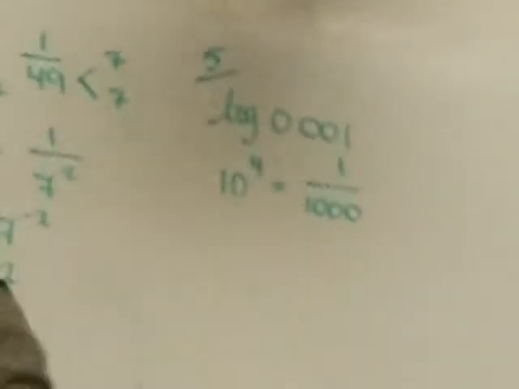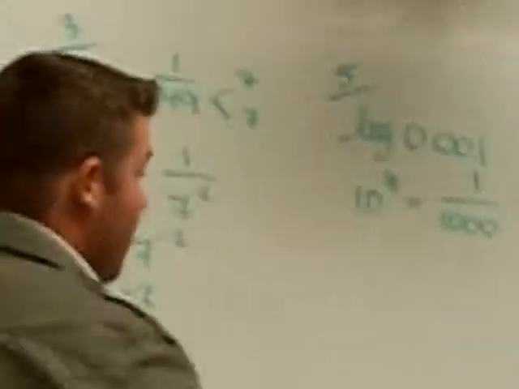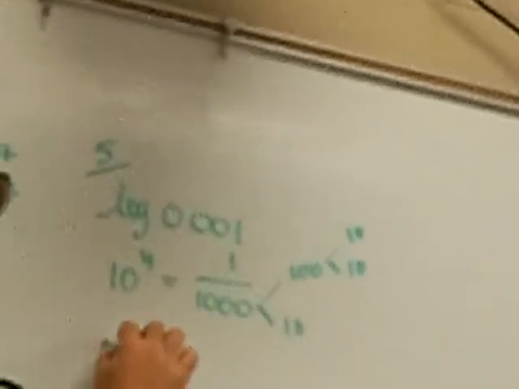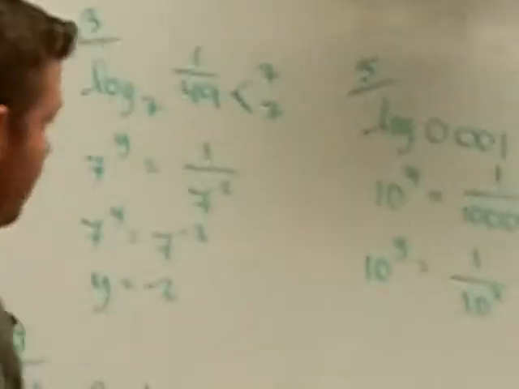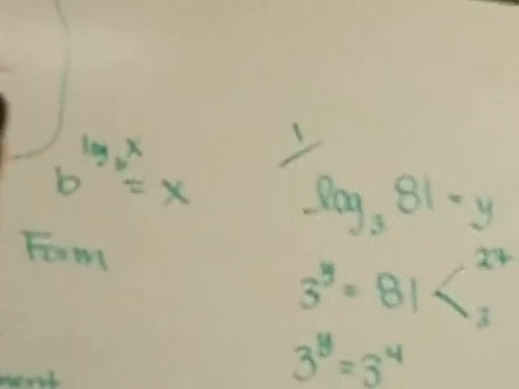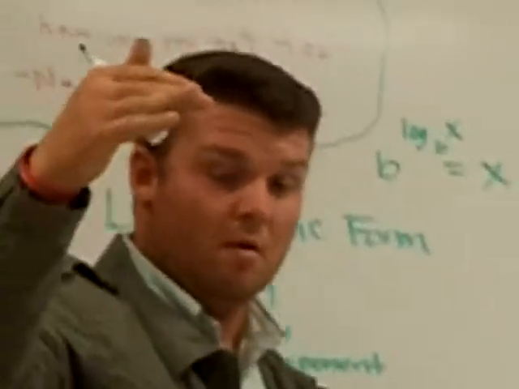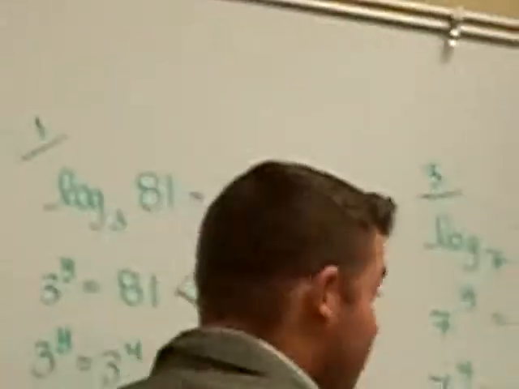Can I write this as a power of base 10? Absolutely. This is 100 times 10. Well, that's 10 times 10. How many 10s do we have? 3. So we have 10 to the y equals 1 over 10 cubed. How do we take that 10 cubed and put it in the numerator? Make your exponent a negative. We have 10 to the y equals 10 to the negative 3.